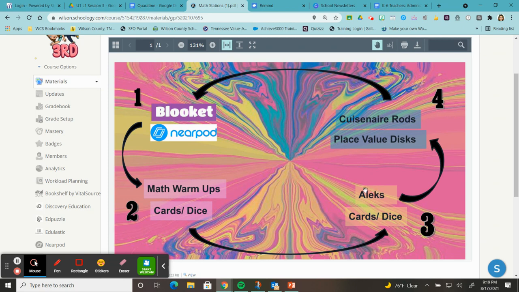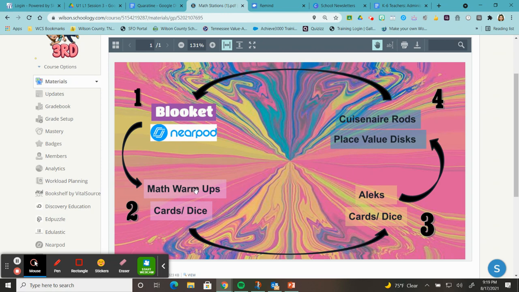And it says Alex. So if you have not done any Alex for the week, then you need to do that if you are not done with your Alex. So you're going to start there with Alex. Then you can't do Cuisenaire rods and place value discs. Those are here at school. So you can move on.